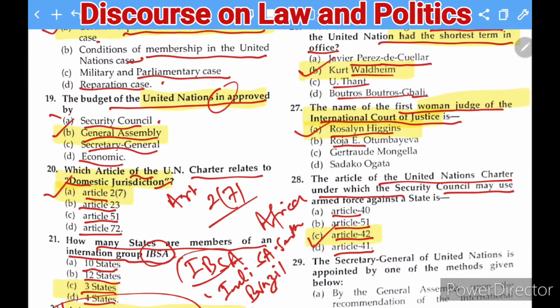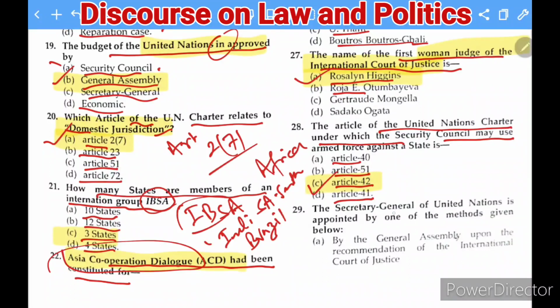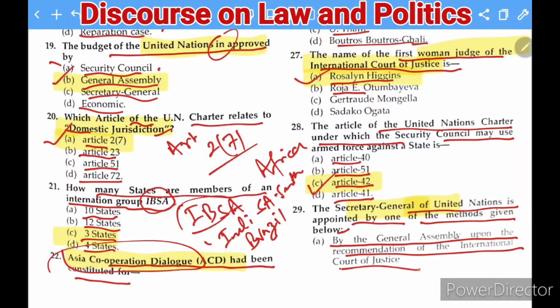Okay. Now let's see the next question, which is here. The Secretary General of the United Nations is appointed by one of the methods given below. Now the Secretary General of the United Nations will be appointed by what procedure? Now this is also a very important question, and it had already been asked in the prelims also. All these questions have mostly been asked, and they are all evergreen questions. These are all very relevant. Now the options which are given here: by the General Assembly upon the recommendation of the International Court of Justice. So here the option says that the General Assembly will appoint, but the recommendation will come from where? From the International Court of Justice.